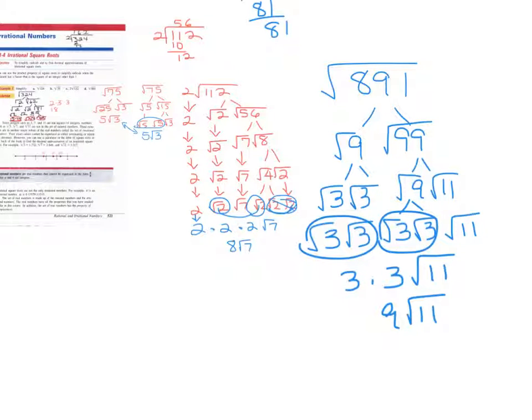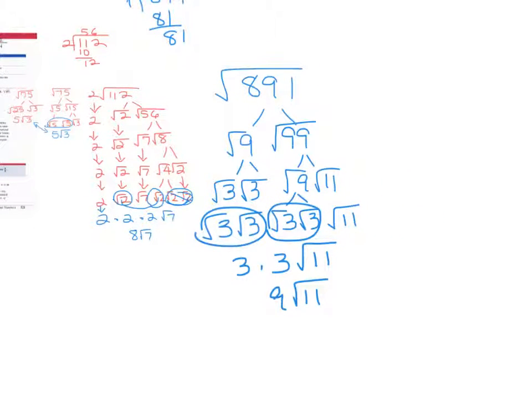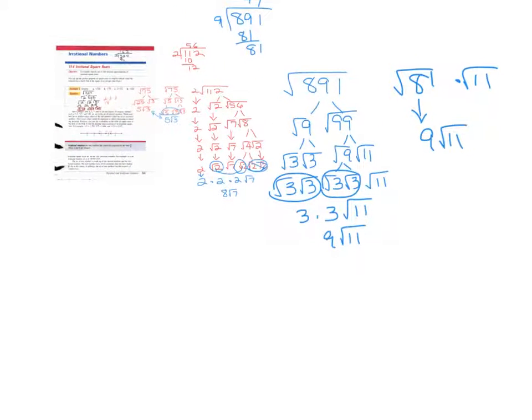Now, if you're really good at finding the biggest perfect square, this could have also been done with 81 times 11, and then if you realize the 81 was a perfect square, you square root it and you leave the 11 behind. So whatever method's going to be the best for you, again, I highly recommend you memorize these perfect squares.